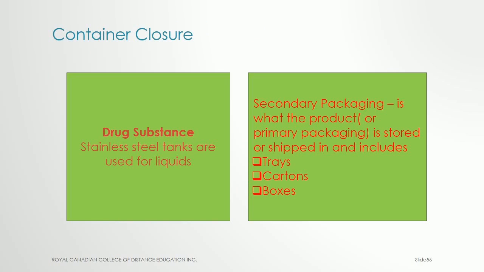Container closure. Drug substance. Stainless steel tanks are used for liquids. Secondary packaging is what the product or primary packaging is stored or shipped in and includes trays, cartons, boxes.